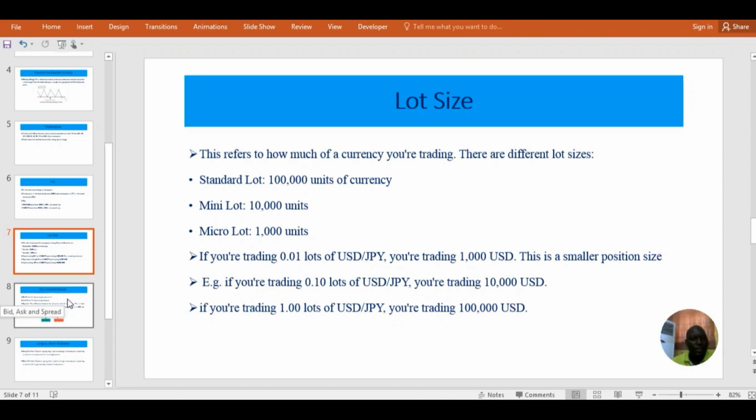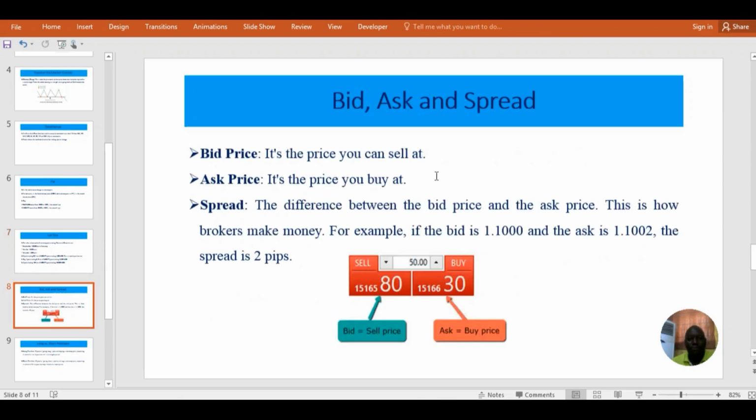So having said that, I will be looking at bid and ask spread. Every broker has this. Bid is basically referring to the price. The bid price refers to the price you can sell a particular currency pair. It comes first, so it's called the sell price. And the ask price is basically referring to the price you can buy a currency pair, the buy price. The difference between the sell and buy price is called spread, and that's where your broker makes money.